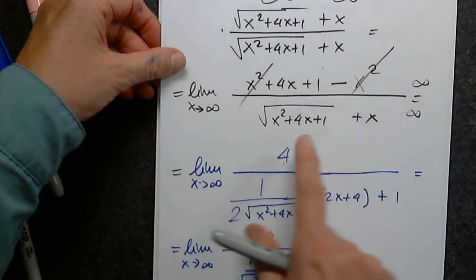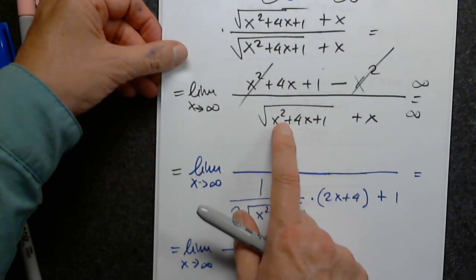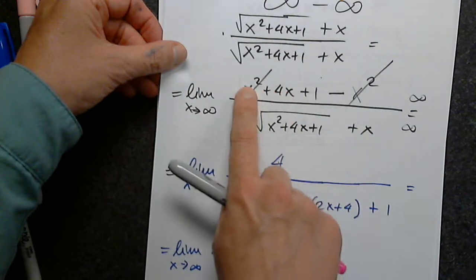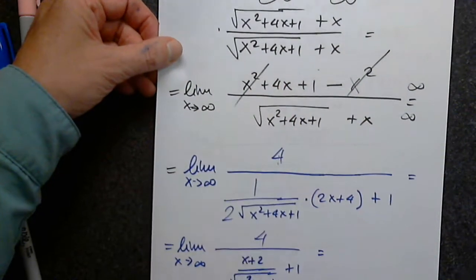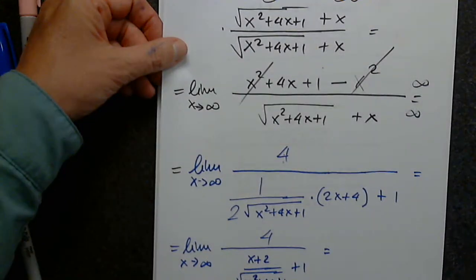So if you remember how we solved this problem, it was to factor out x squared, factor out x in the numerator, and we got whatever. I don't remember, 4 over something, potentially 2.